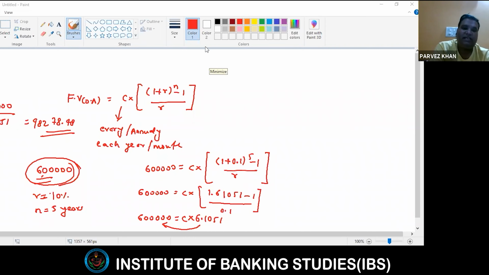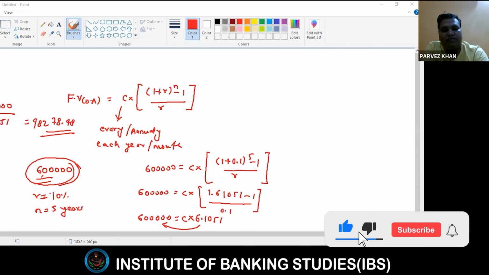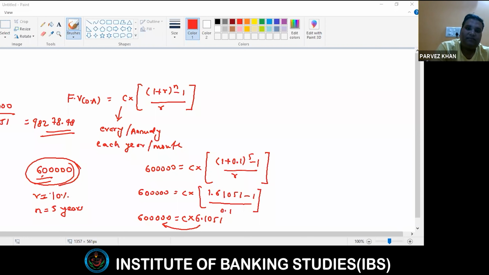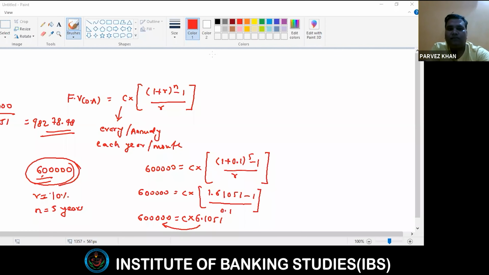Let's see another question. Mr. X is depositing 16,000 every year for 8 years. What is the amount we will get at the end? The rate of interest is 8%. Now tell me what we have to calculate. Future value. Here C is 16,000, because it's clearly mentioned every year 16,000. The answer is around 1,70,186. Everybody is getting the same answer.